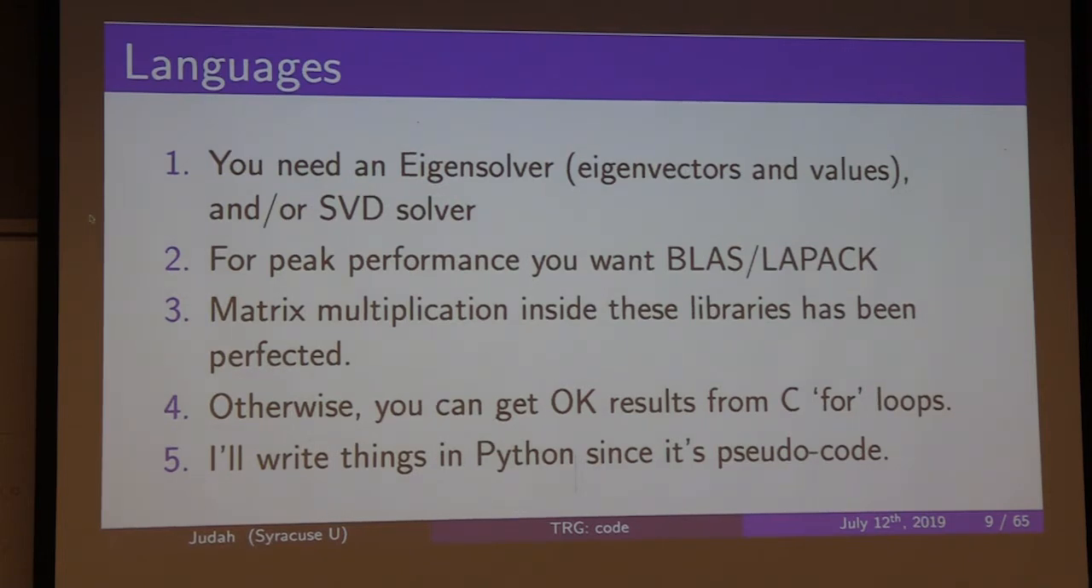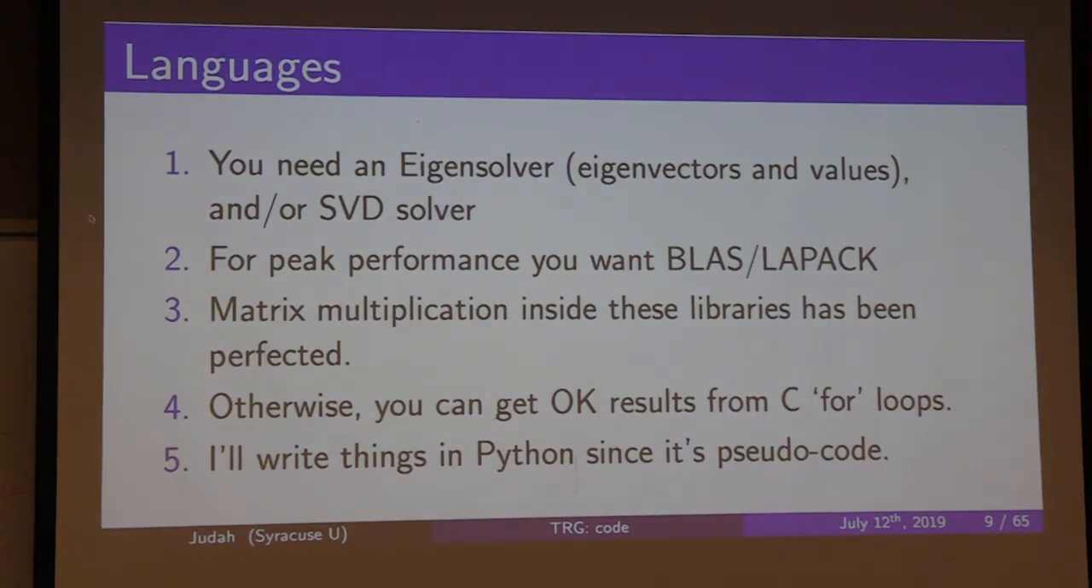Awesome. So the matrix multiplication inside these is so old that it's perfect. It's not possible to be optimized much more, so it's extremely fast. It's faster than raw loops. So it's good.